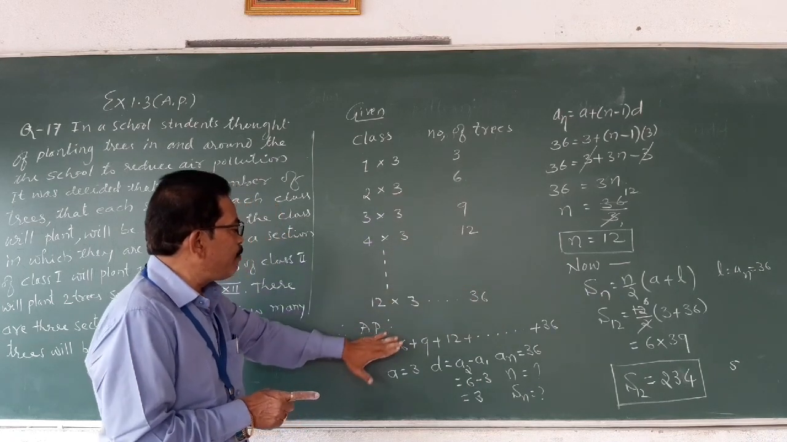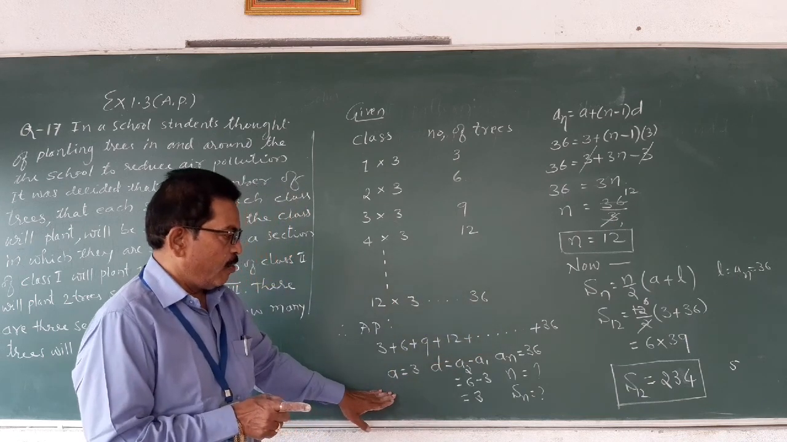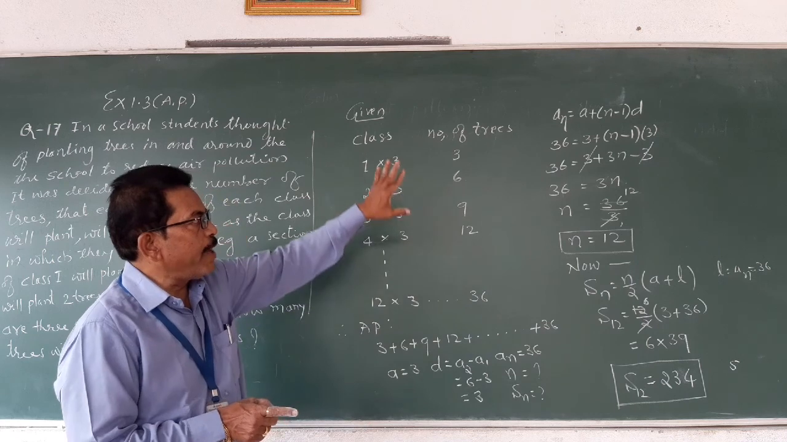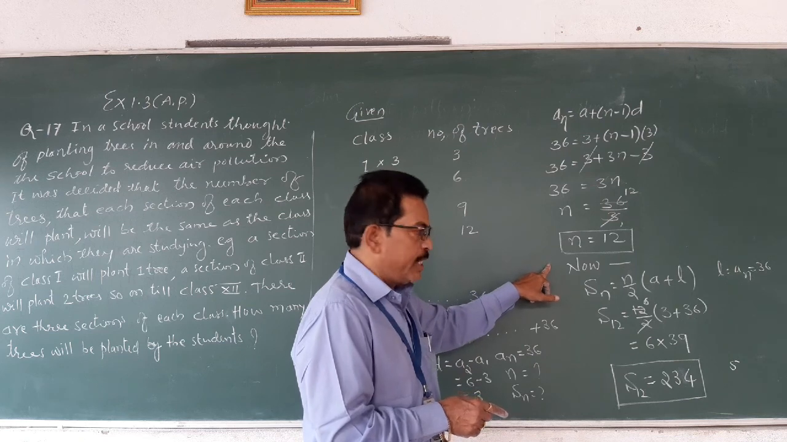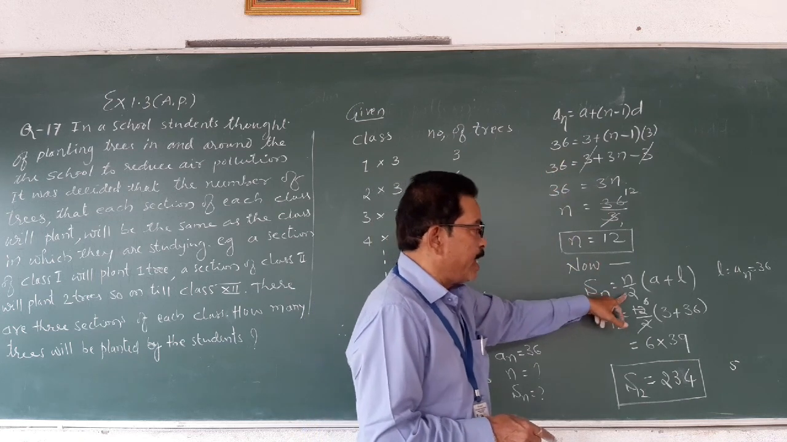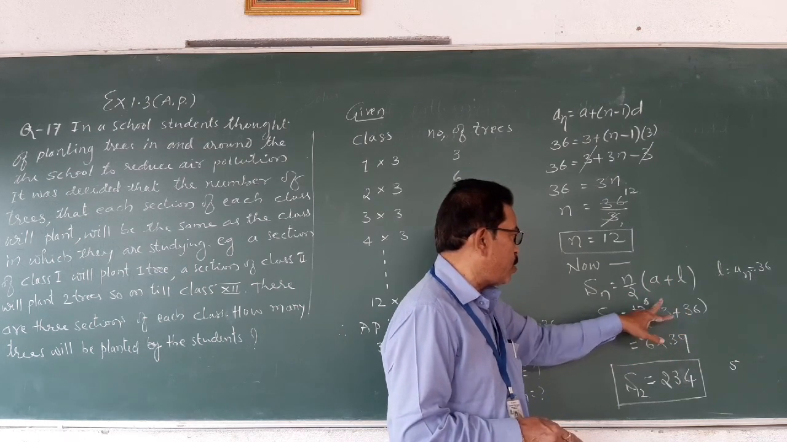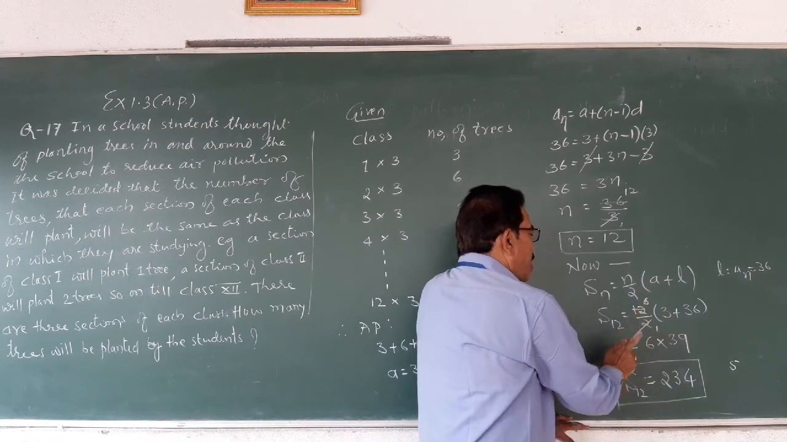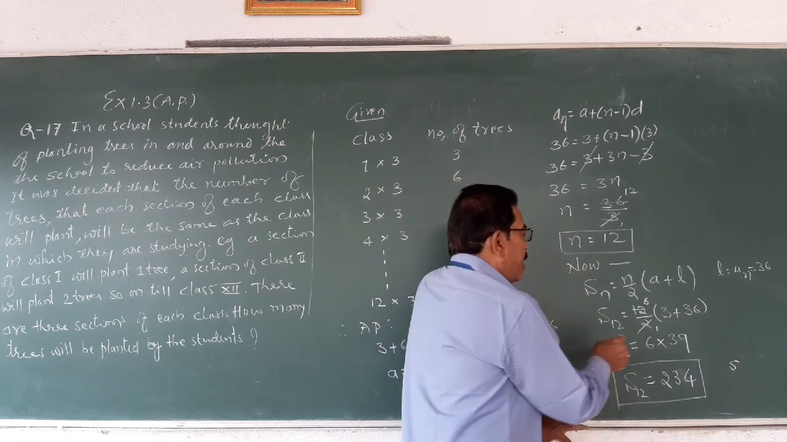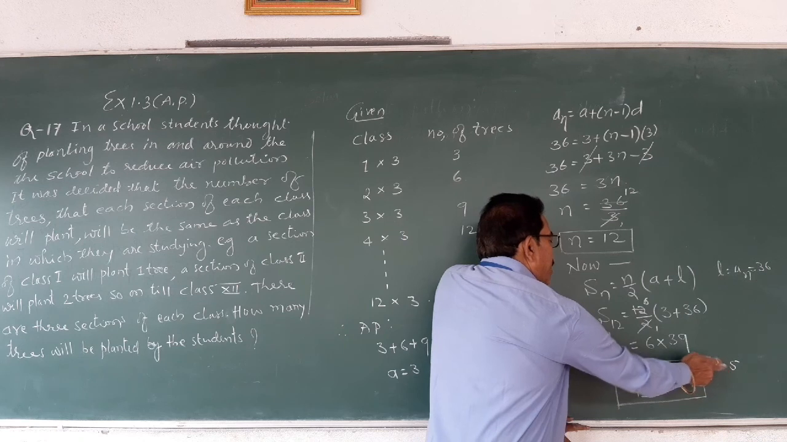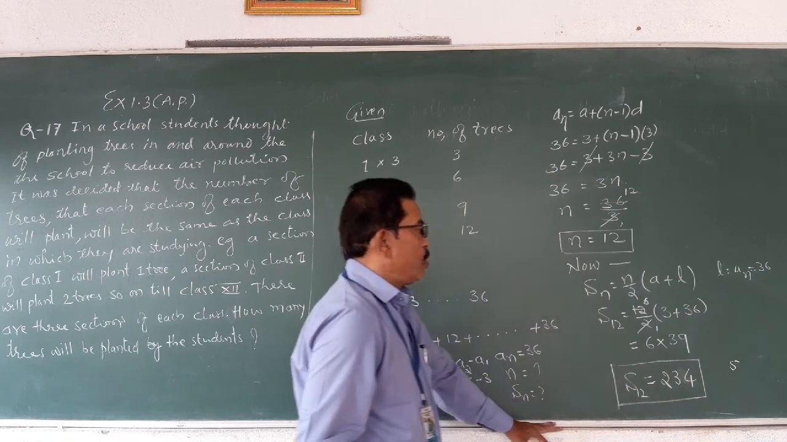So this will be the AP: 3 plus 6 plus 9 plus 12 up to 36. Then we have considered the data. By applying the nth term formula we calculated the number of terms as 12. Then by using the Sn formula, since the last term is given, it is n by 2 into (a plus l), 12 by 2 into (3 plus 36). 6 into 39. 6 nines are 54, carry 5. 6 threes are 18 plus 5 is 23. So S12 equals 234.